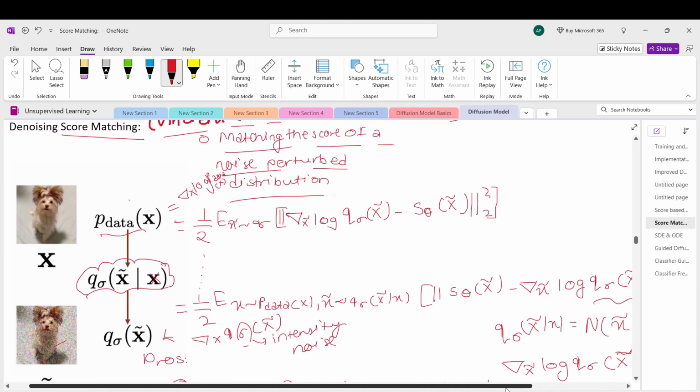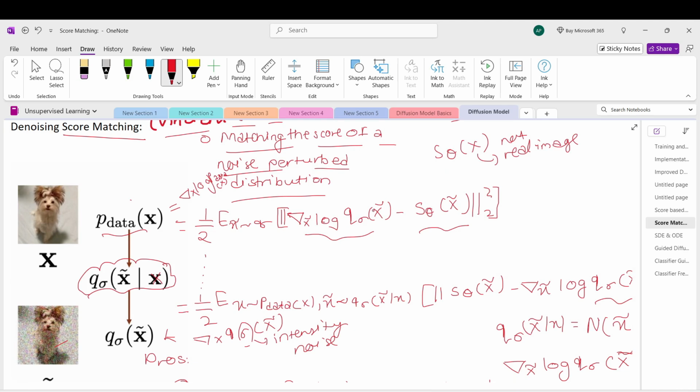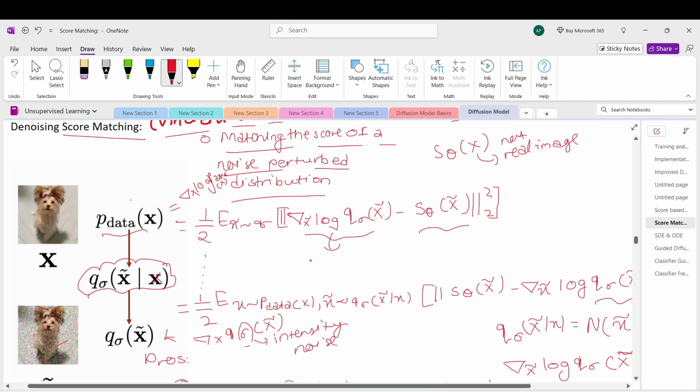So here, we are now not learning the s_theta of x. x is a real distribution, so this is an image of a real distribution. This is not a real image distribution. We are just comparing s_theta of x tilde, and this is the log of q_sigma of x tilde. This is a noise-perturbed distribution. This is not the exact data distribution. Noise-perturbed means a noise-added distribution.